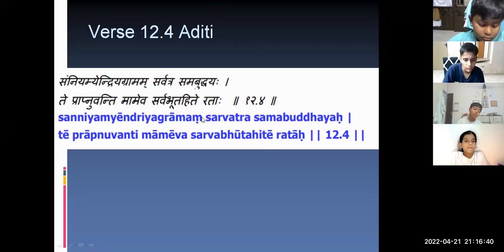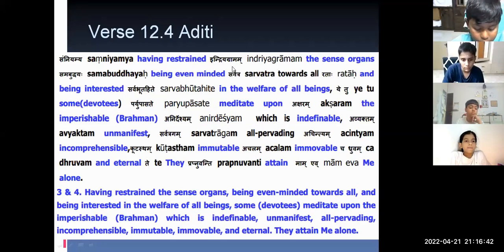Let's go to the meaning of this verse. Sanniyamya, having controlled the sense organs, which is indriya gramam. Sarvatra samabuddhayah, being even-minded towards everything and being interested in the welfare of all beings. Sarvabhutahite rataah. Te prapnuvanti mameva. Such a person will attain me only.